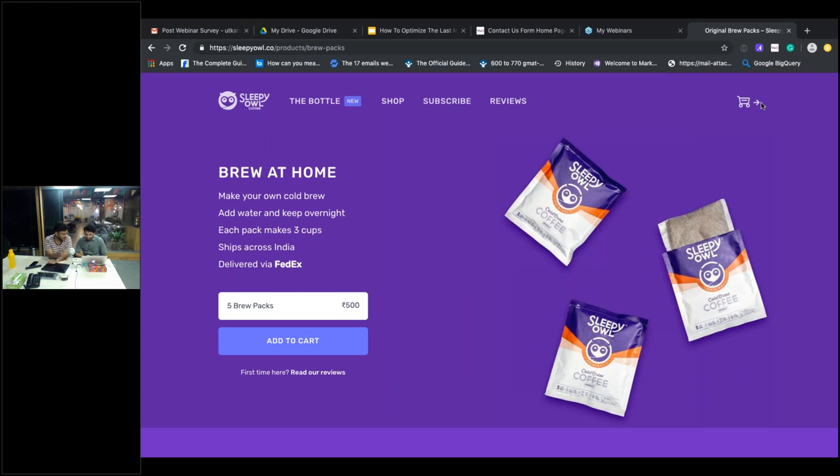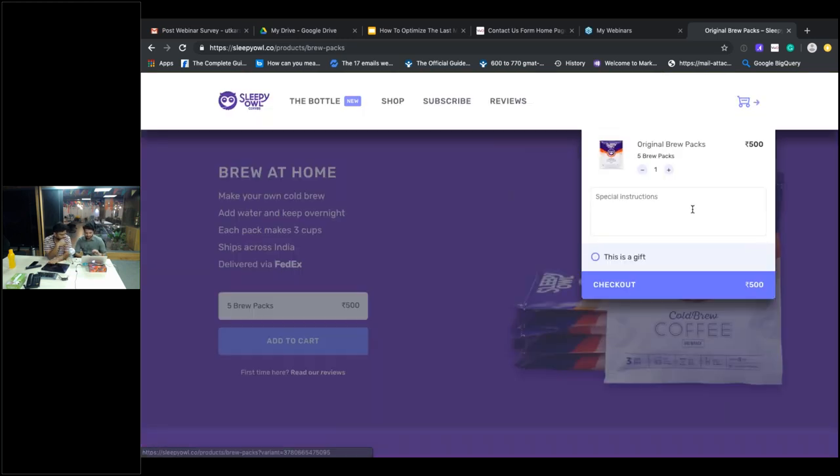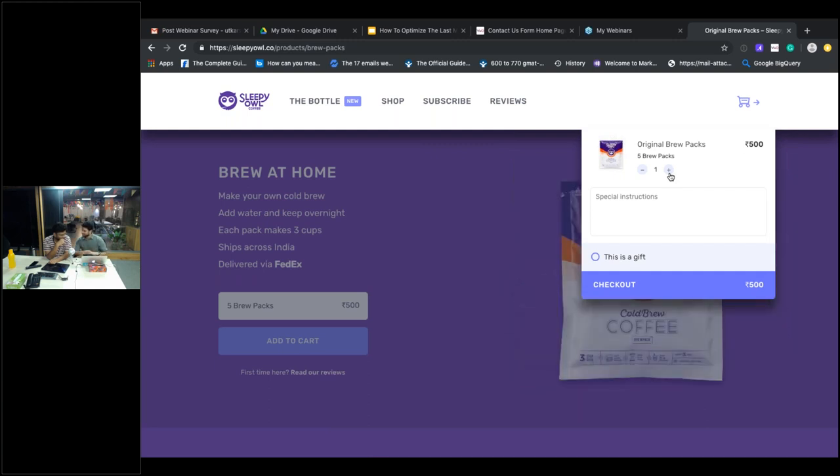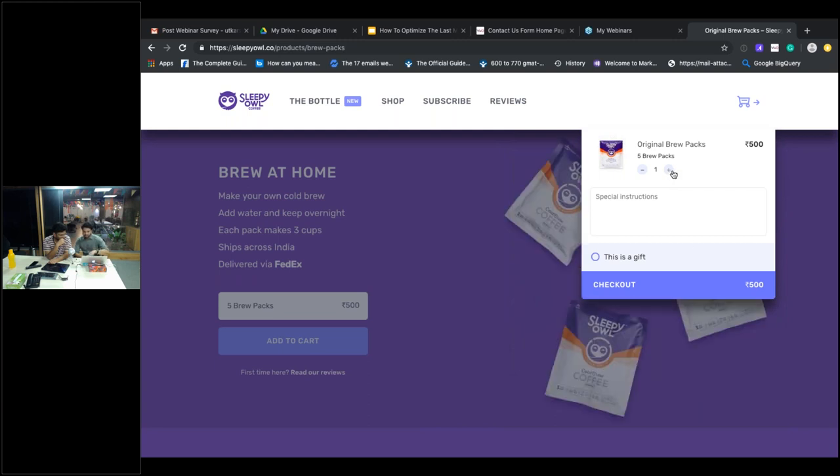Yeah, and even the checkout experience, I just want to discuss it briefly. It's pretty simple. They have a super simple product line. They have just the cold brew, that's it. They might have multiple flavors, I've never tried. But yeah, this is what I have. And just the quantities and checkout.